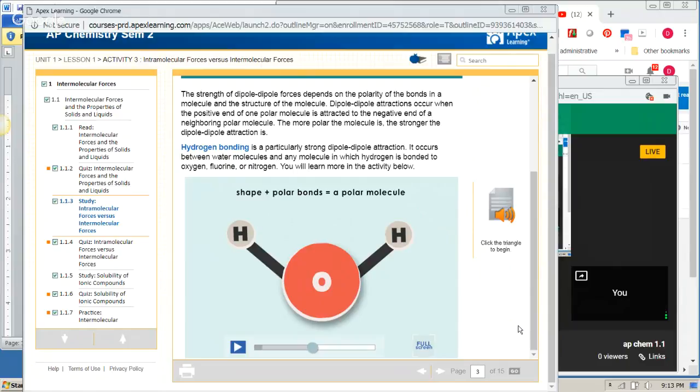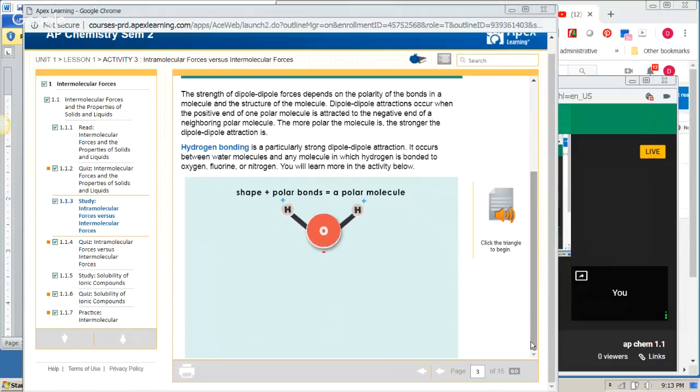Because oxygen is hogging the electrons, this makes the oxygen end of the molecule slightly negative and the hydrogen ends slightly positive. Having positive and negative ends makes water a polar molecule.